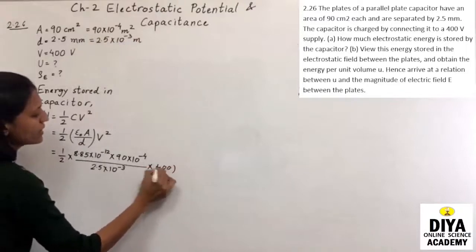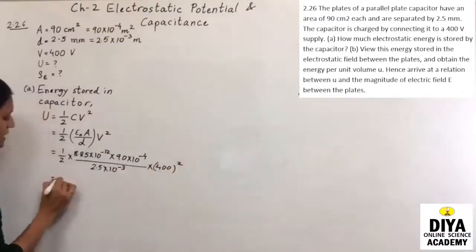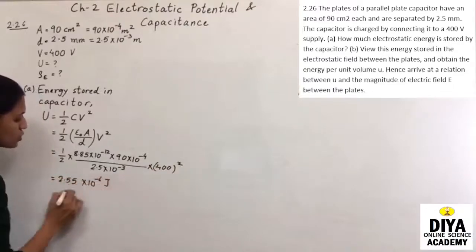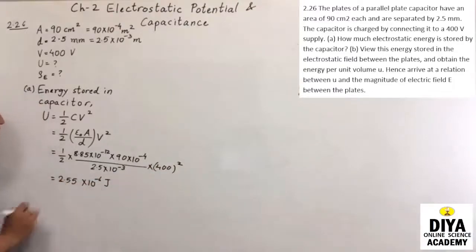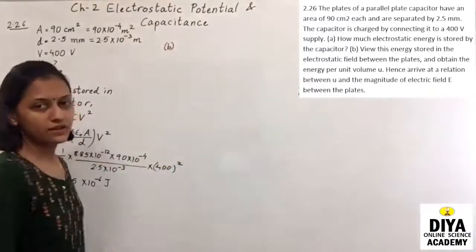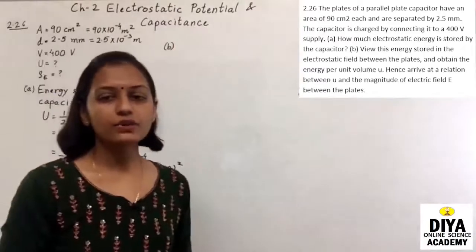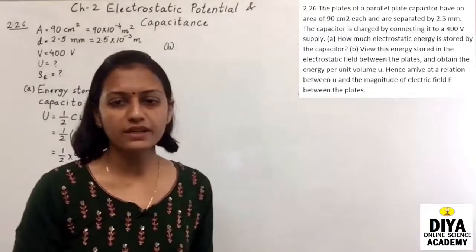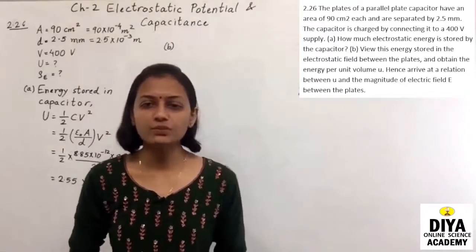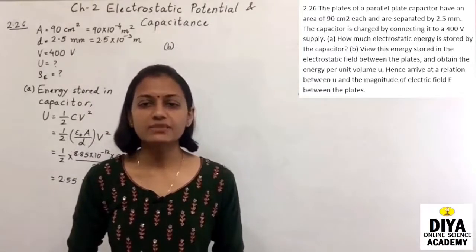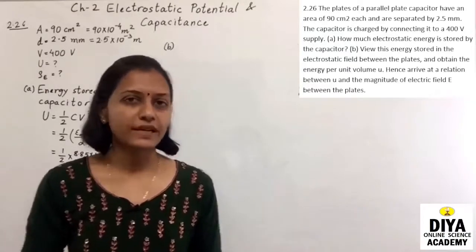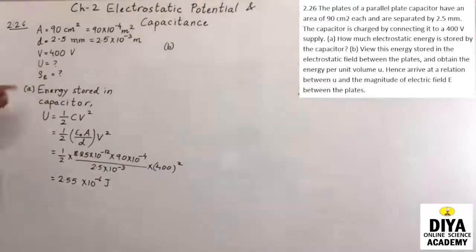So 400 and its square. So the answer would be 2.55 into 10 raised to minus 6 joule or 2.55 microjoule. Now the next question, which says view this energy stored in electrostatic field between the plates and obtain the energy per unit volume U. Hence arrive at a relation between U and magnitude of electric field E between the plates. So energy density we have to find out.